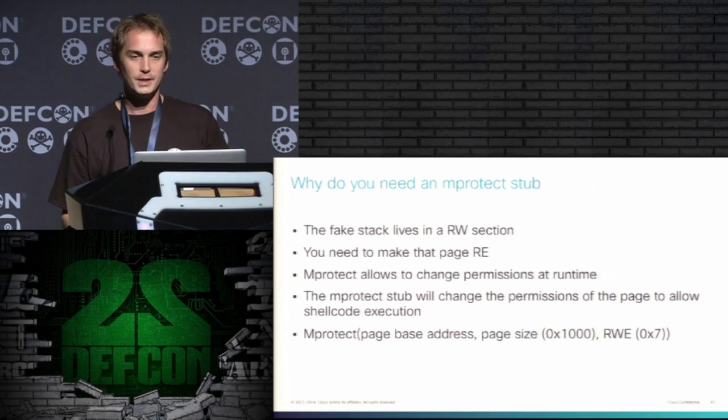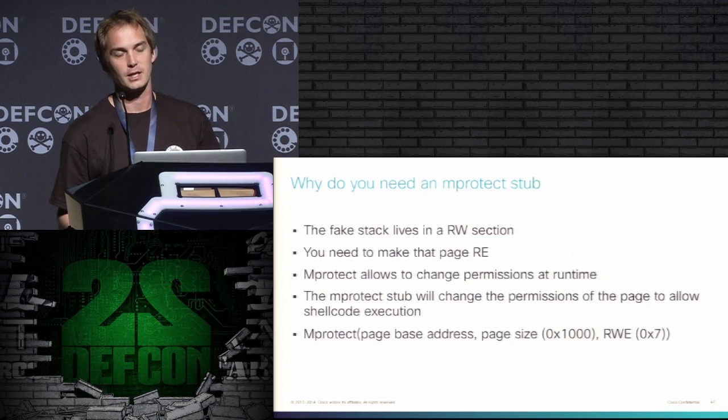So a bit more on why you need an mprotect stub, basically. You've copied your shellcode into a zone of memory which is read-write, right? So if you return execution to that, it's not going to be able to execute. You're just going to get a fault from your processor because the memory permissions are wrong. So you need to make that page read-execute or read-write-execute at runtime.